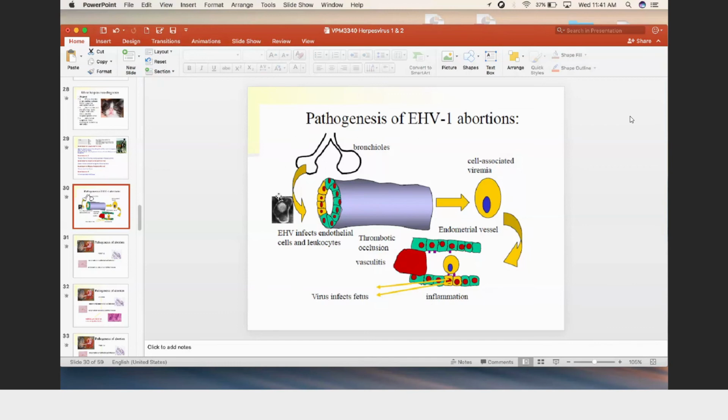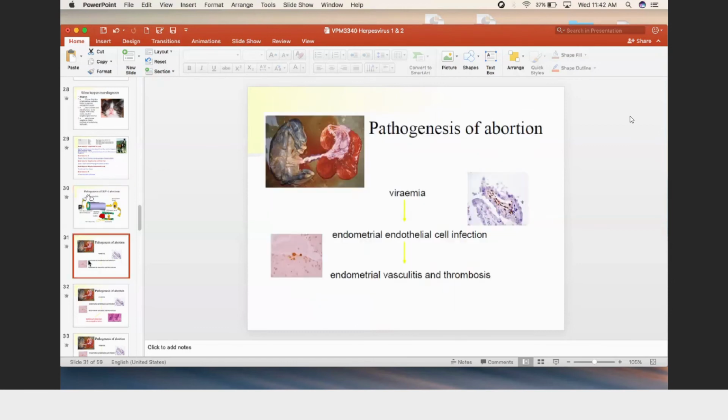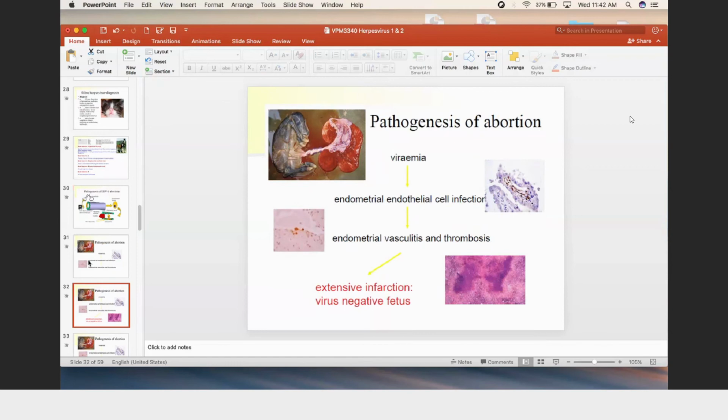So the virus is normally in the lungs, respiratory tract, similar to BHV. It replicates in the lungs, and infects the endothelial cells of the lungs and also the leukocytes, lymphocytes, and then the virus stays inside the cell, and the virus together with the cell is transported to the endometrial vessel, the maternal-fetal connections, and then in the end it causes abortion because the virus replicates in there. So this is the pathogenesis of abortion, just explained to you.